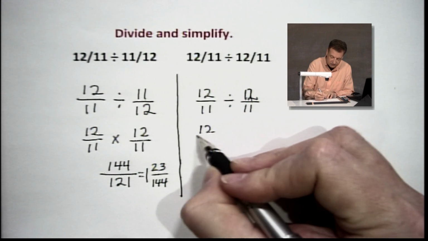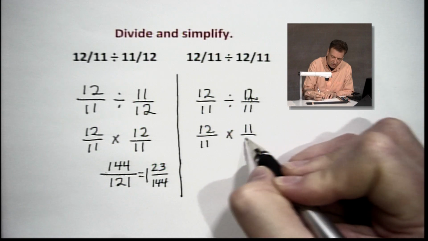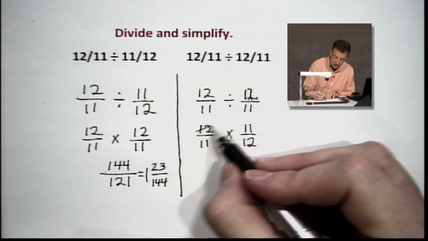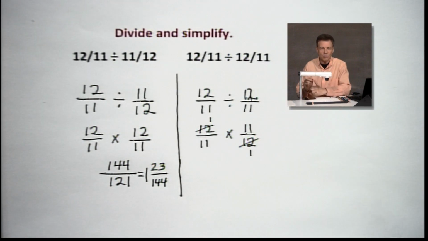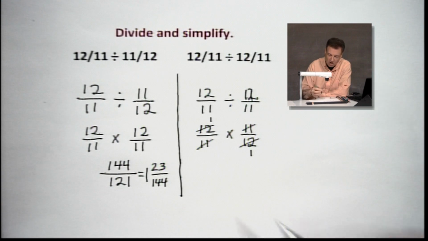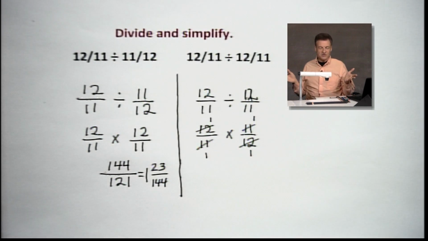We've got 12 over 11. We're going to multiply that times 11 over 12. This is the one everybody can take some good cancellations on. All right, this one's pretty because you've got the 12s that are canceling out, gives you 1s. Don't lose those 1s. They're important. And here we go, 11 goes in there 1s.